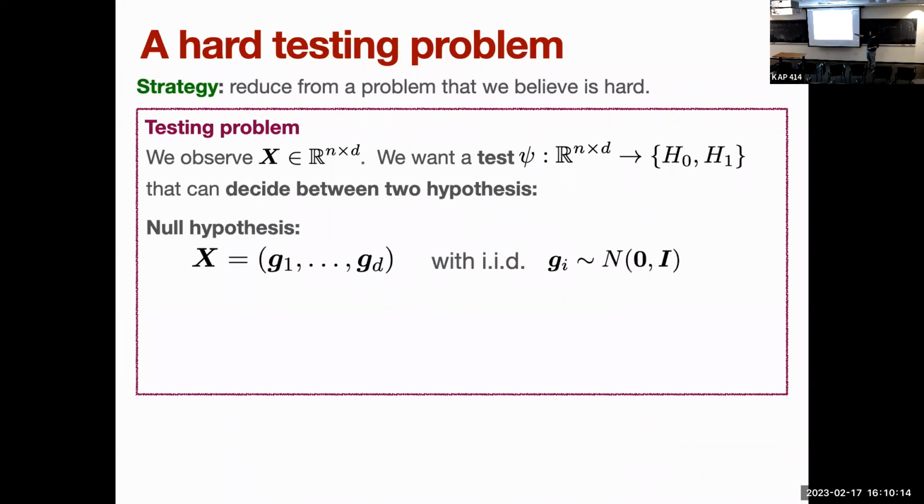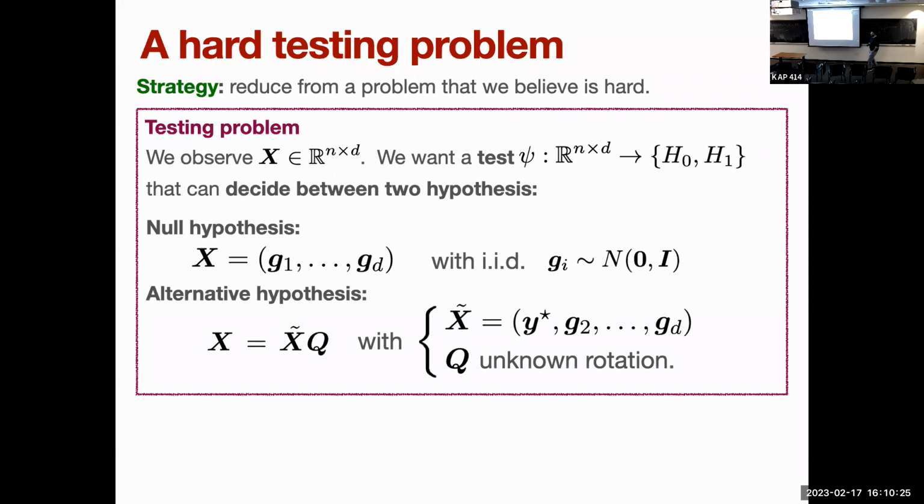And we're going to decide between two different hypotheses. The null hypothesis is simply that the data comes from a Gaussian matrix with standard IID entries. And the alternative hypothesis is that there is a planted vector within this matrix, a vector of zeros, ones and minus ones. I cannot make it just the first vector, so I'm going to apply a rotation to the matrix so that I cannot simply see the first column.